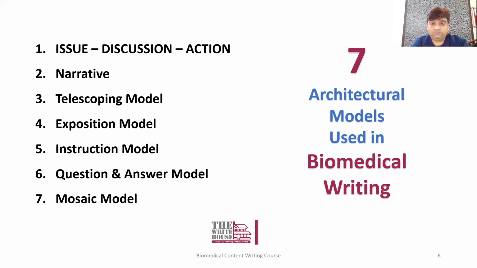Then comes the mosaic model, which is used mostly for marketing purposes, where you design and develop marketing material. For example, you talk about the brochure, or you talk about the teaching material. Those kinds of things are considered in the mosaic model. So these are the 7 models. Now we know the brief about every model, and now we will discuss each model one by one, and we will understand how, why, and when these models work, and how they are going to help you make your content best suitable for your readers.